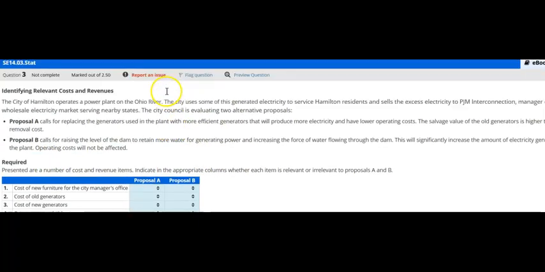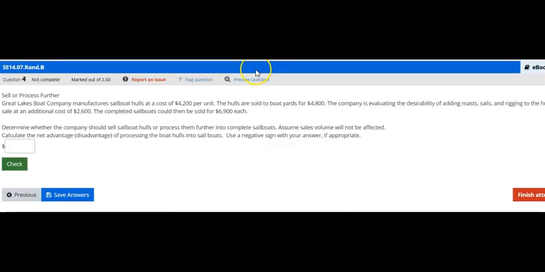And then finally, our last problem is going to be a sell or process further. They have manufactured sailboat hulls, and they can sell the hull to the boatyard, or they can add to the hull mast, sails, rigging. We'll have to spend money to do that, but then we can sell them for a higher price. You need to determine, should we spend that extra money and get that extra price, or should we just sell them right when they come out of the boatyard? You can look on page 466 to 467 on that.